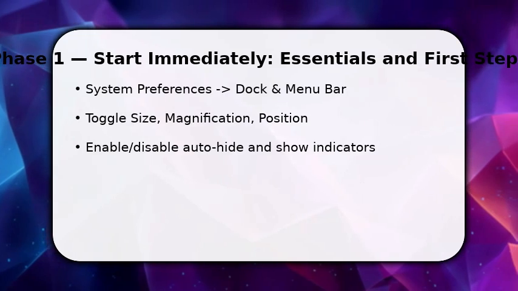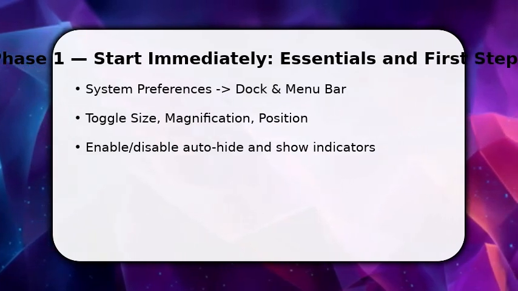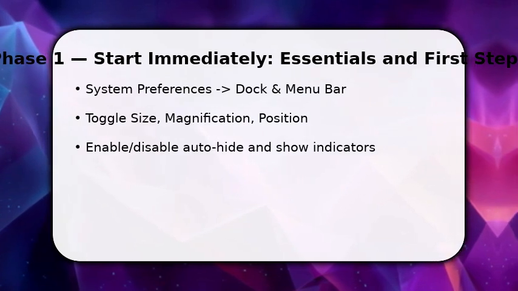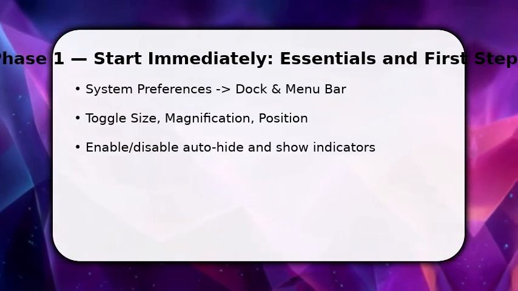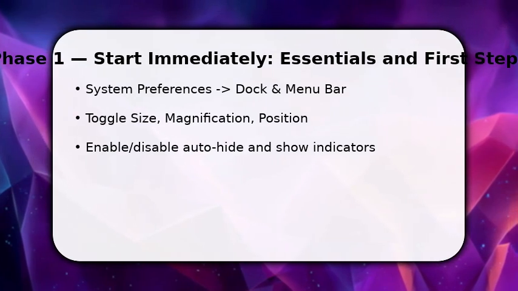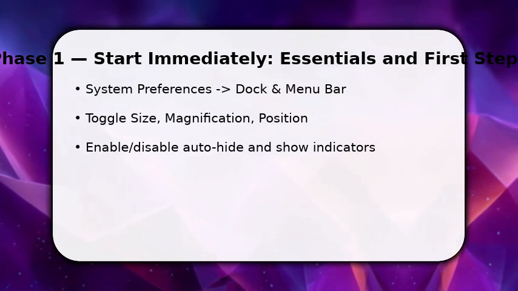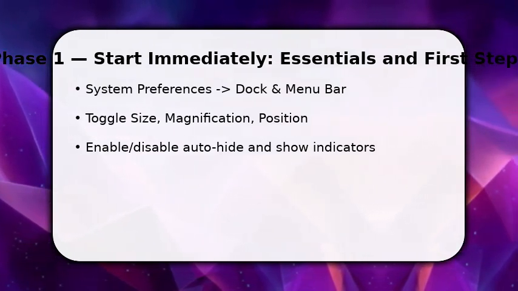You start by opening System Preferences and selecting Dock and Menu Bar. This is where the customization lies. Adjust size first to set real estate constraints, then turn magnification on for hover enlargement so icons pop when you need them. Choose screen position, bottom, left, or right. Pick what suits your workflow.